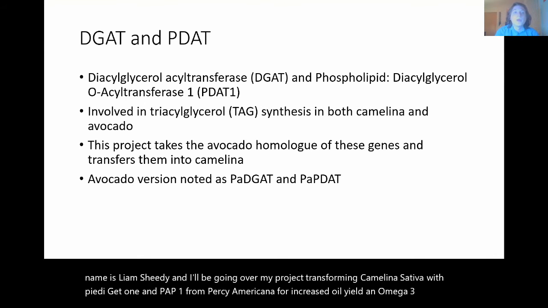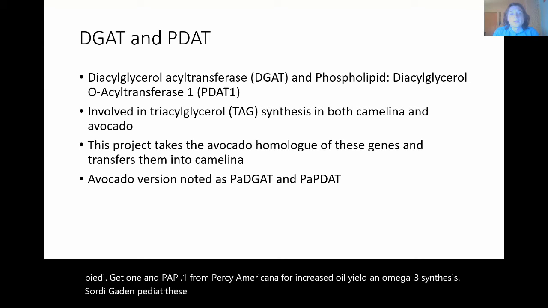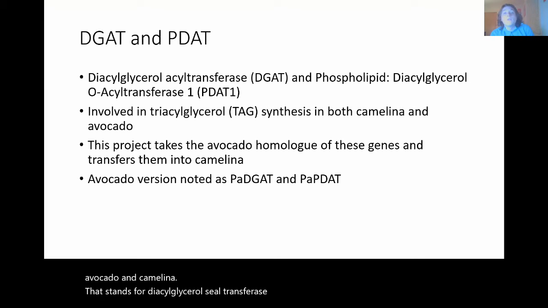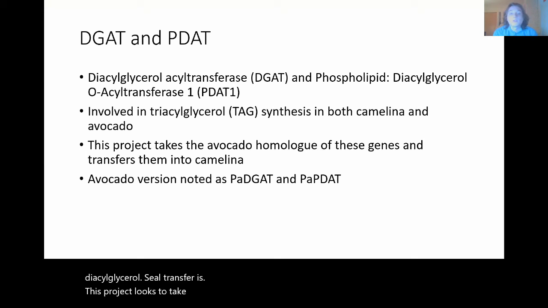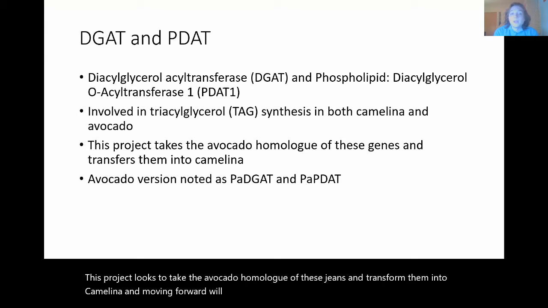So what are DGAT and PDAT? These are two genes involved in triacylglycerol synthesis in both avocado and camelina. DGAT stands for diacylglycerol-acetyltransferase, while PDAT stands for phospholipid diacylglycerol-acetyltransferase. This project looks to take the avocado homologue of these genes and transform them into camelina. And moving forward, we'll note the avocado variants as PA-DGAT and PA-PDAT.